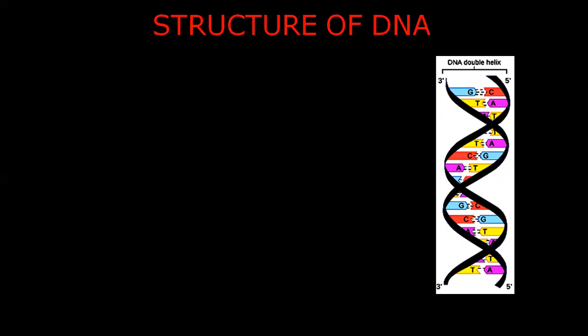Guanine can form hydrogen bonds with cytosine only, and thymine can form hydrogen bonds with adenine only. So if in one strand you have guanine, in the other strand opposite to it you'll always have cytosine. If you have thymine, you'll have adenine. If you have adenine, you'll have thymine. If you have cytosine, you'll have guanine on the other side. This is what we call complementary base pairing. Let us try to see that in detail.